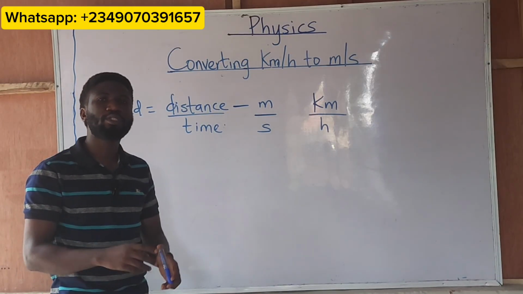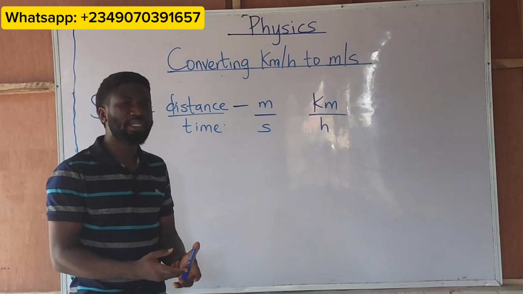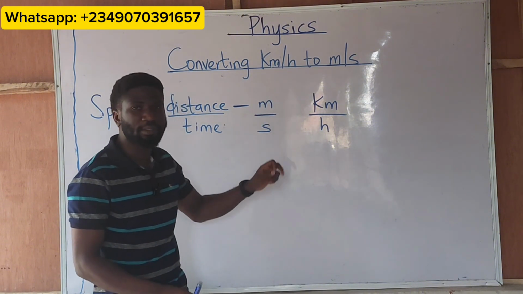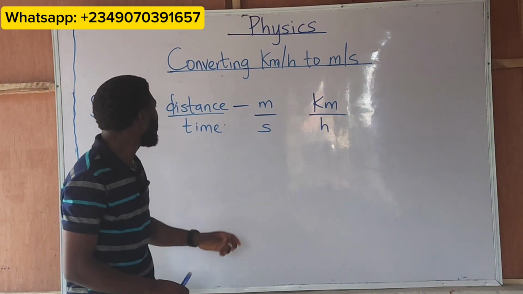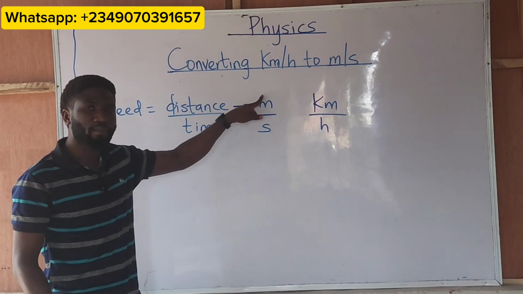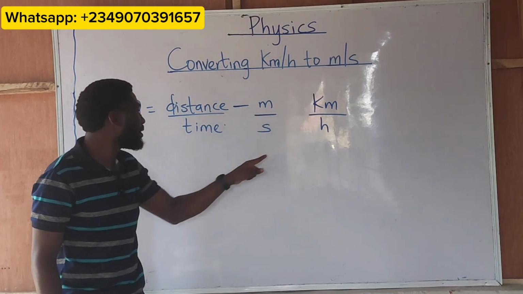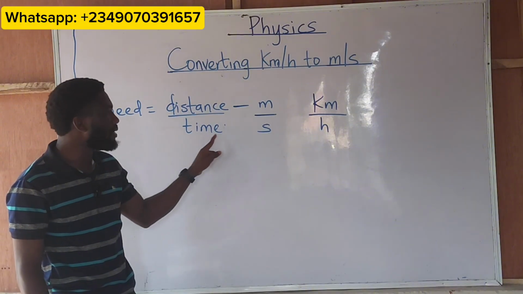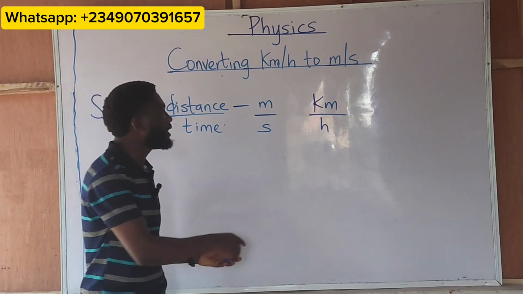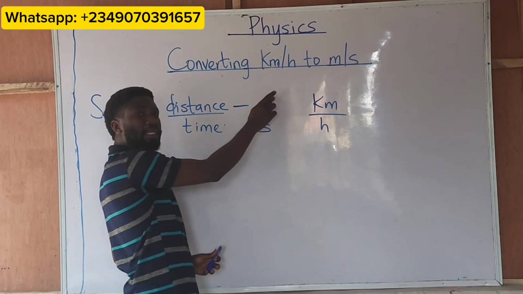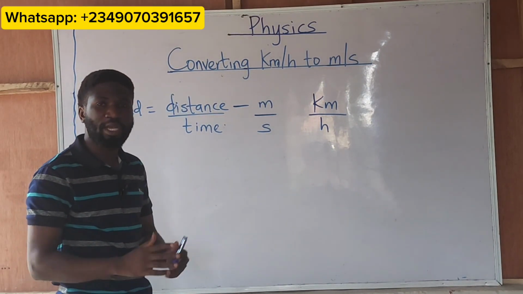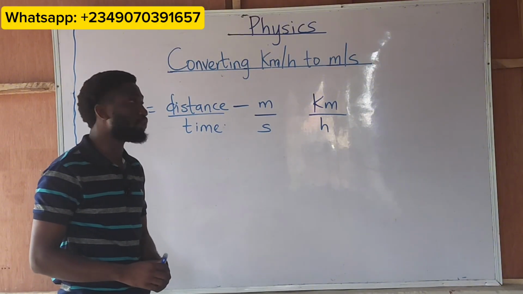So now, what do we have to do in changing kilometer per hour to meter per second? Like I said, distance has its SI unit to be meter, not kilometer. Time has its SI unit to be seconds and not hour. But we want to change kilometer to meter, hour to seconds. What do we do? So let's start with the conventional method.